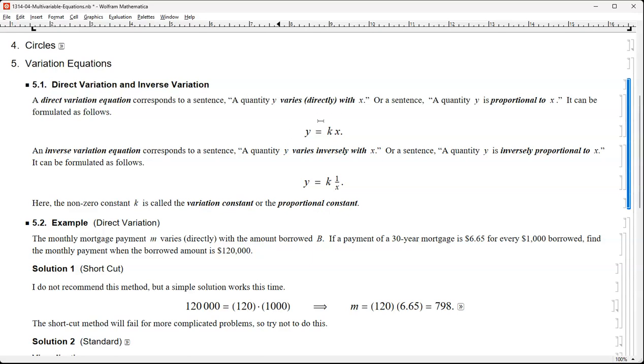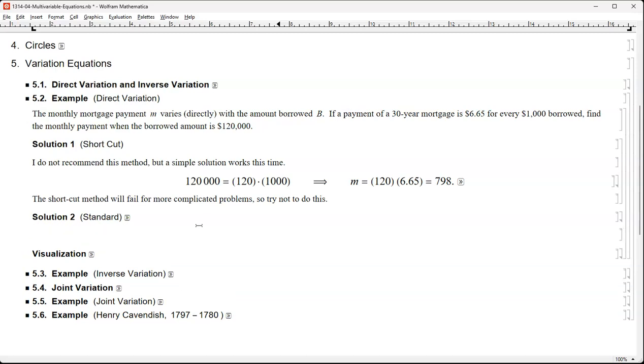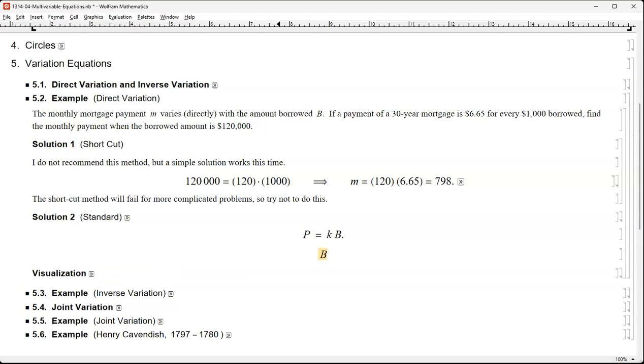y is kx, and then finding k. So how does that work? Well, the payment P is proportional to the borrowed amount B. Okay? So that's a proportional equation. If the borrowed amount is 1,000, then the payment is 6.65.